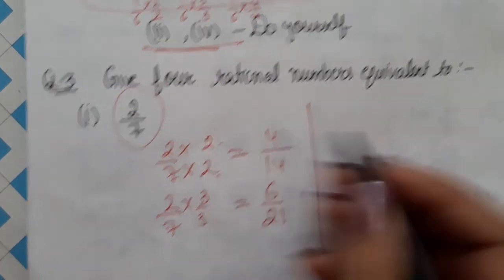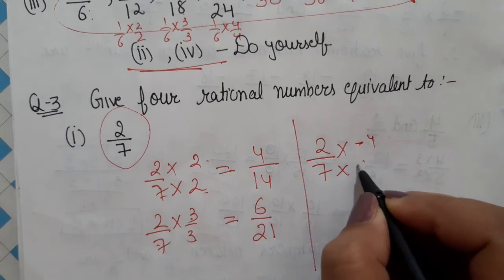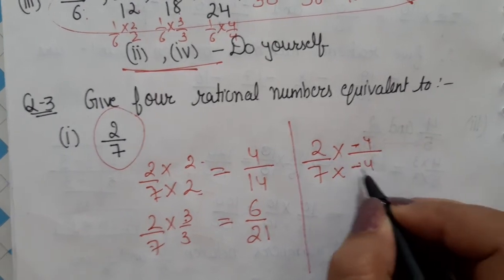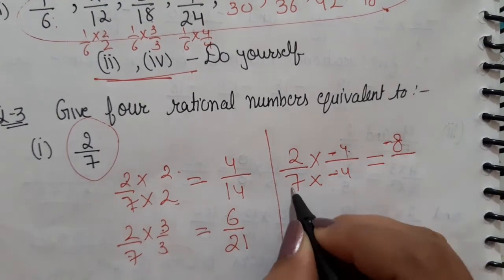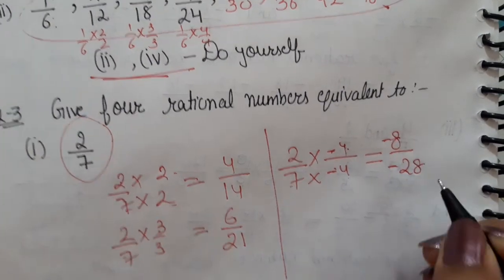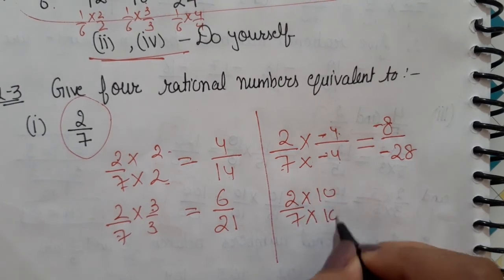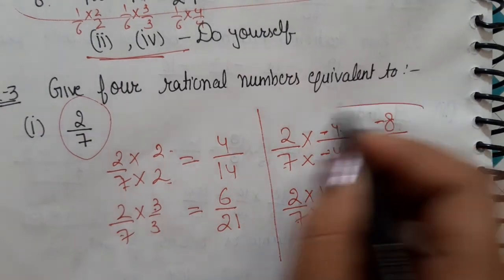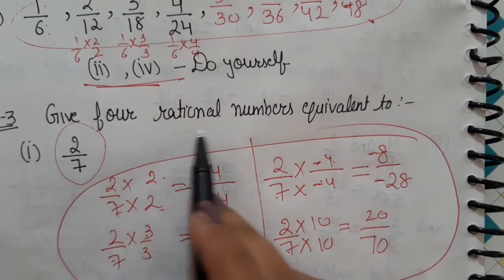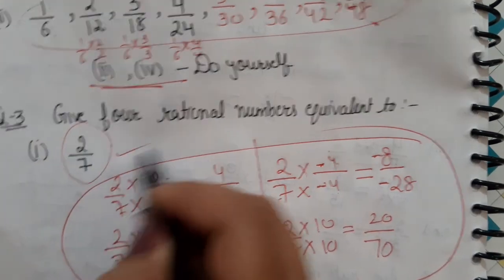You can also multiply by a negative number. Suppose 2 upon 7 I am multiplying by -4 upon -4, both numerator and denominator with the same number. 4 2s are 8, -8, and 7 4s are 28, -28. Now 2 upon 7, multiply this by 10 upon 10. So 10 2s are 20 and 7 10s are 70. So these are four equivalent rational numbers. These are four rational numbers equivalent to 2 upon 7.